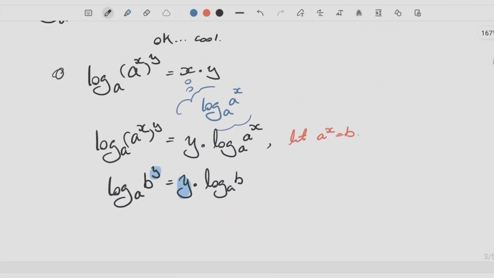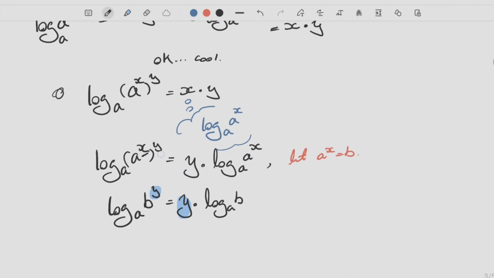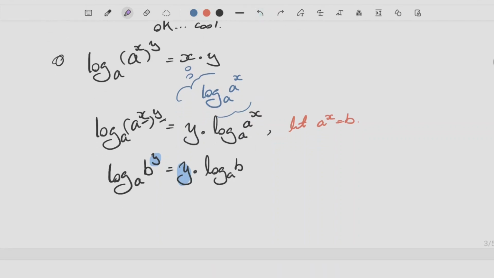Here, we're raising a power, a to the x, which is b, to the y. But by raising that to y, we're just multiplying the exponent x with the exponent y, right? In this case, this is the exponent x, and that's the exponent y. I have highlighters for a reason. The exponent x, multiplying it by the exponent y, in both cases. So that's why these are equivalent.